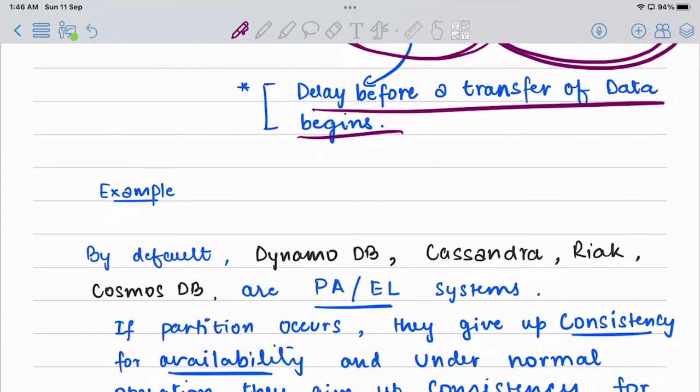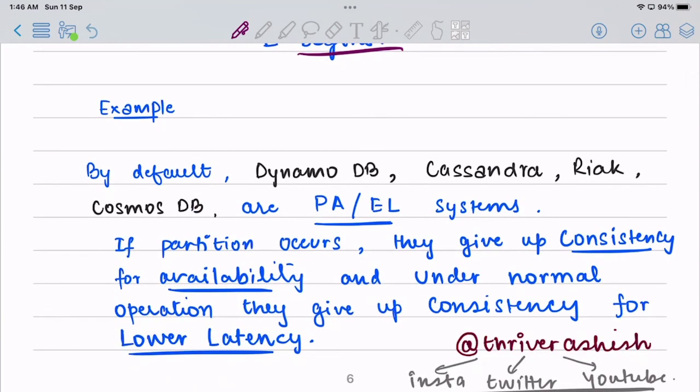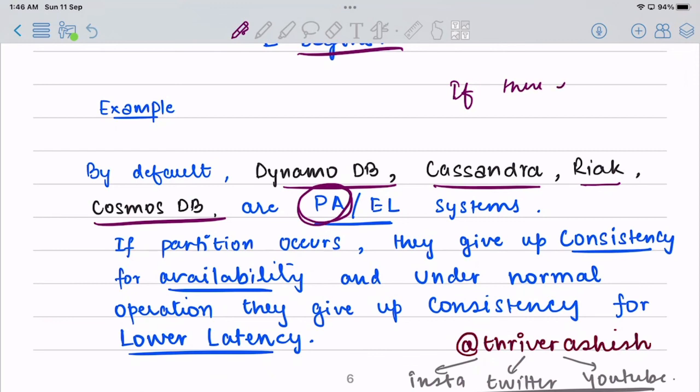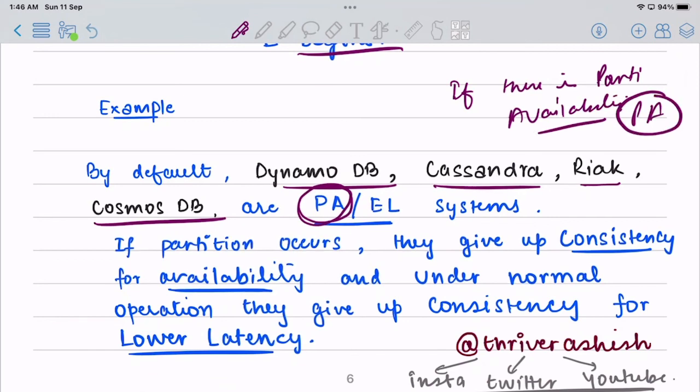So here, one example is DynamoDB, Cassandra, Riak, Cosmos DB. These are all PA systems. What do PA systems mean? If there is a partition, then they will go for availability, and consistency will take a hit. So they are PA systems if a partition is there, like if they are in a distributed kind of environment.